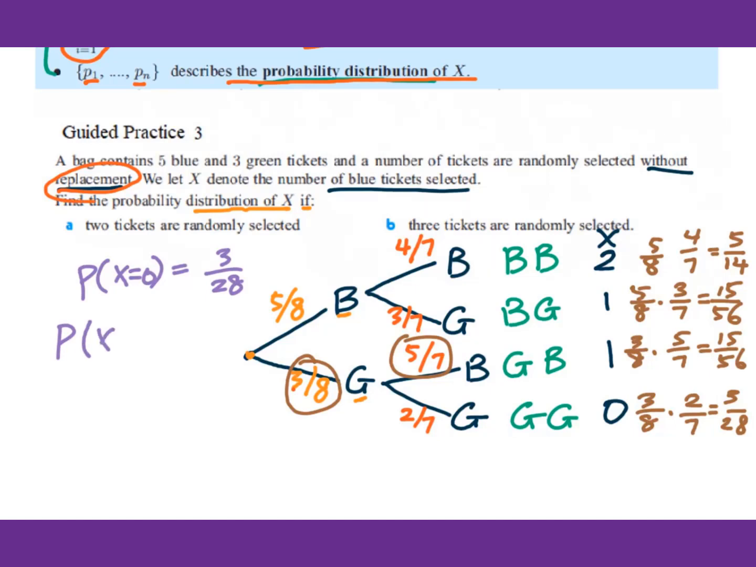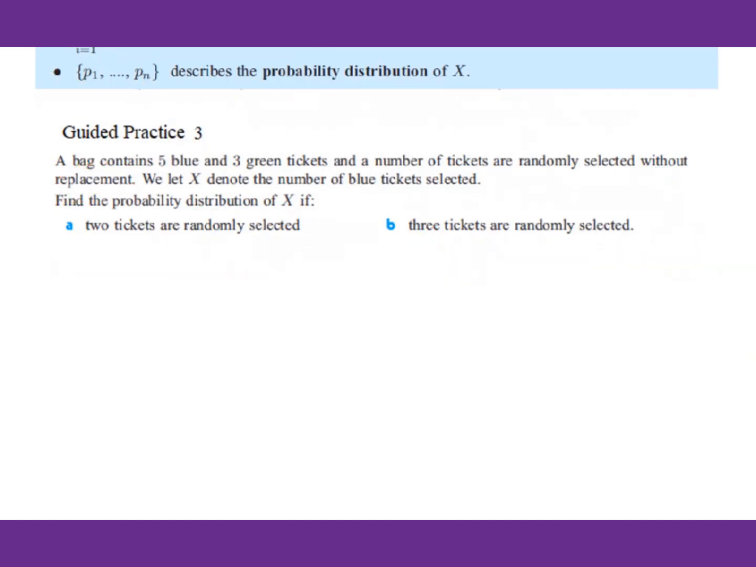Probability x equals 1. Since you have 15/56, therefore you have 15/28. We just multiply by 2. And a probability of x equals 2. You will get 5/14. Let's go to B. 3 tickets are randomly selected. This time, without tree diagram, I will show you how you get that.